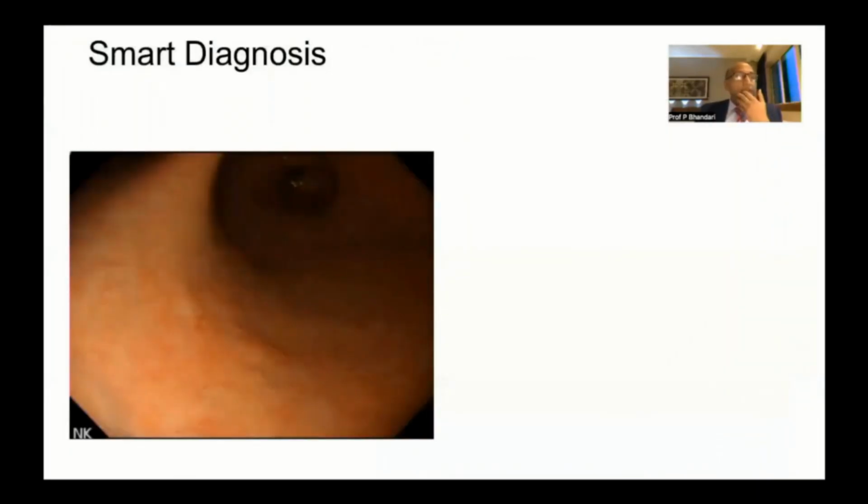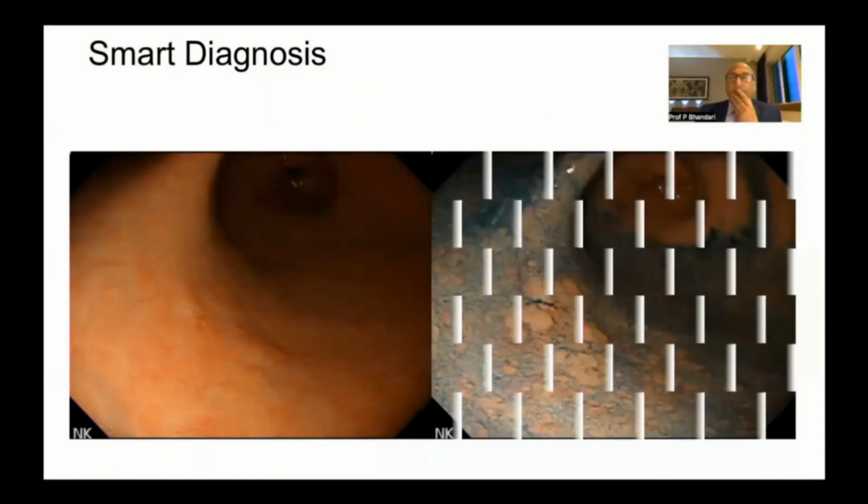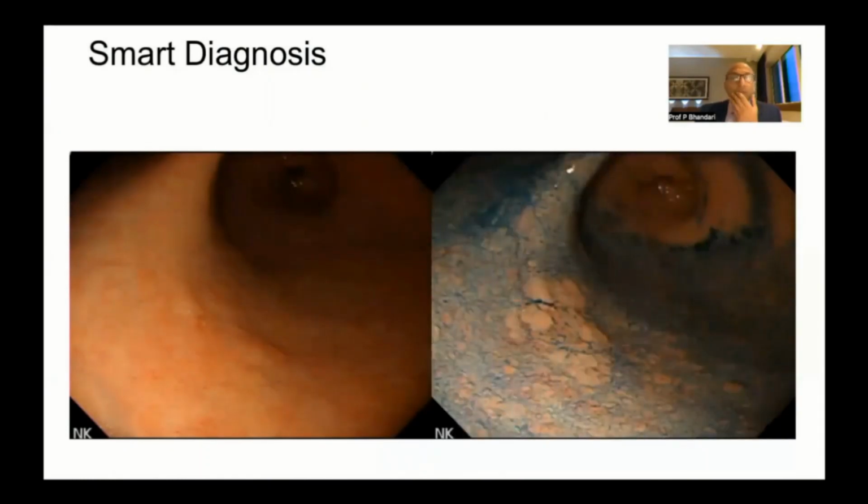Next is the gastric cancers. They can be very, very subtle when they are early. As you can see on white light imaging, hardly anything is seen. If you put some indigo carmine, you see there is an early gastric cancer.